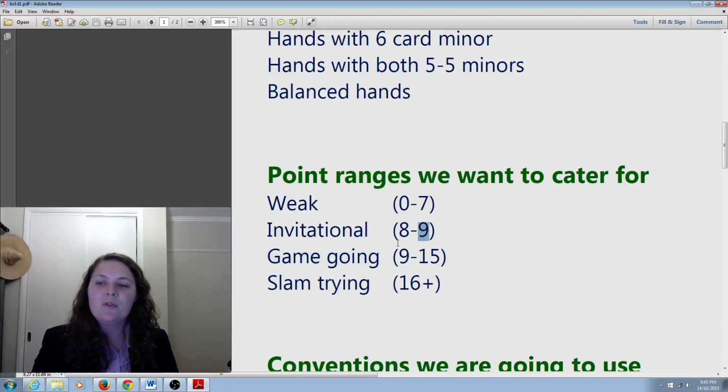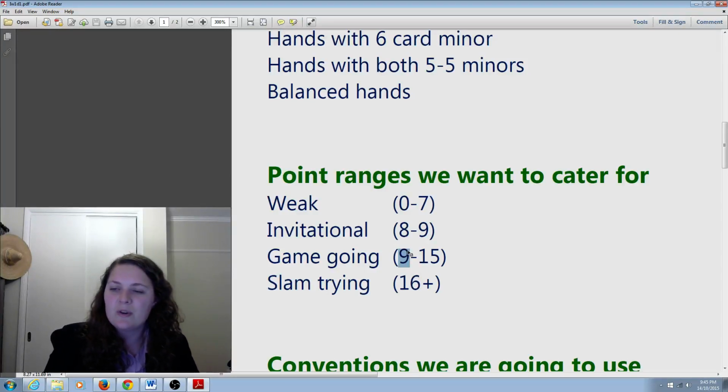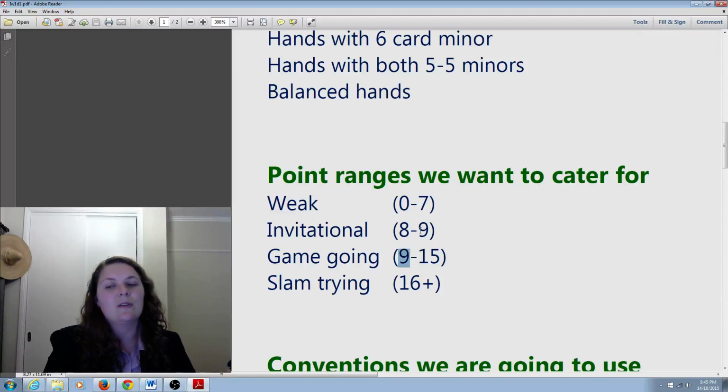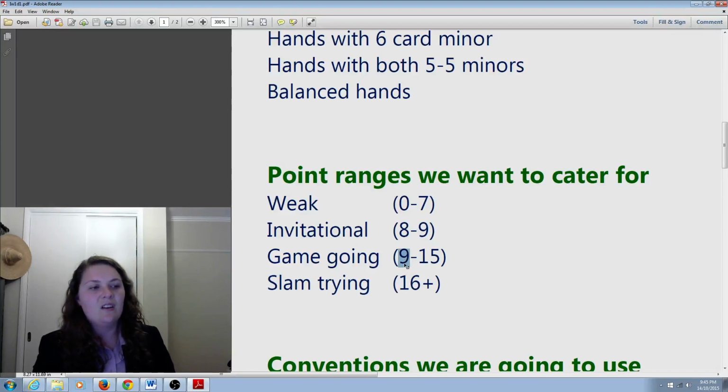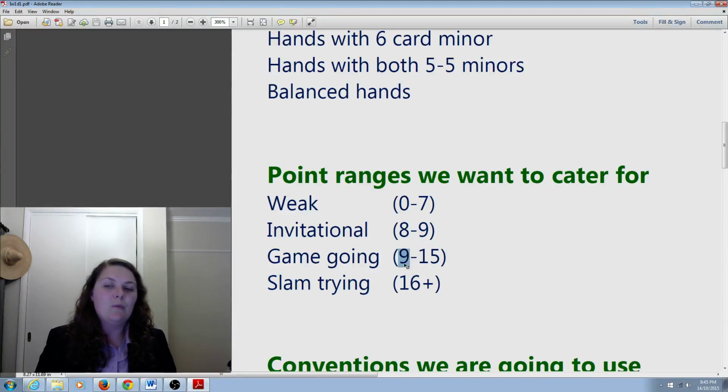You'll notice that we've put 9 in here twice. How can 9 be in 2 places? It's pretty simple. Bridge is a very grey area. Here at Bridgevid, we don't think every 9 counts the same. Some 9 counts are invitational hands. Really good 9 counts become game-forcing hands. Now, we're going to talk about this a bit more in week 3 when we talk about hand judgment.